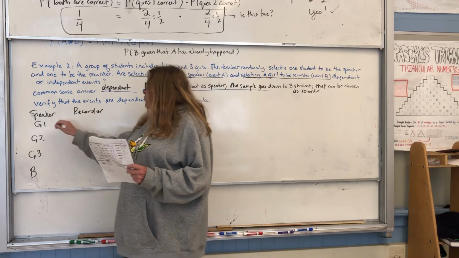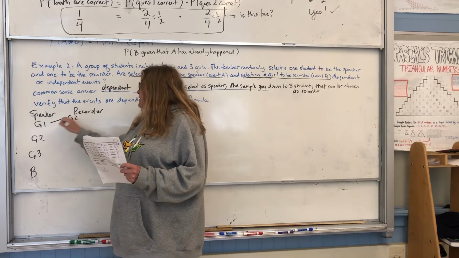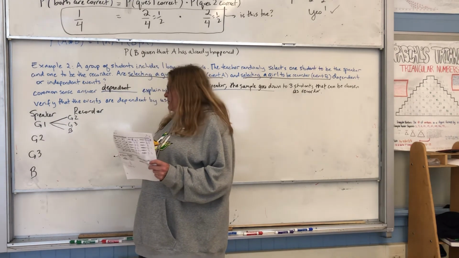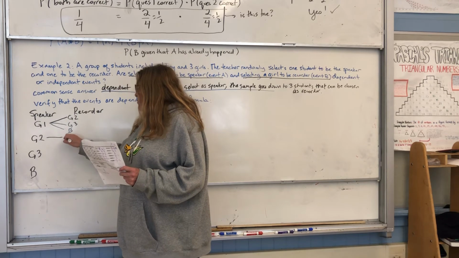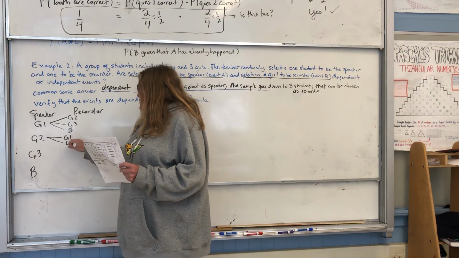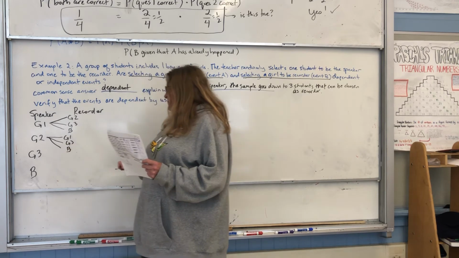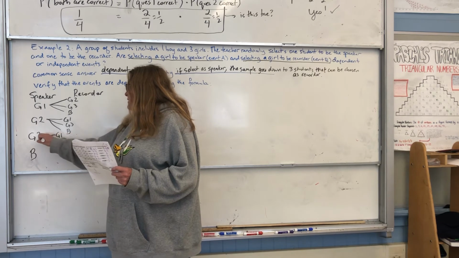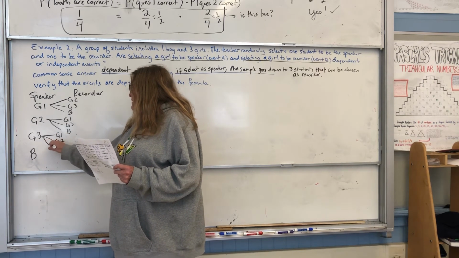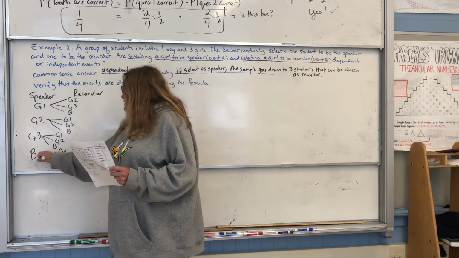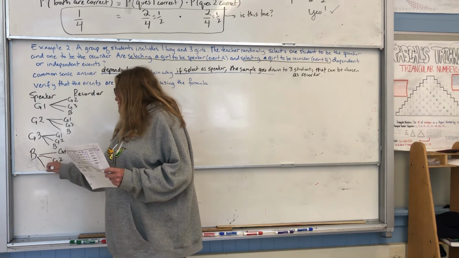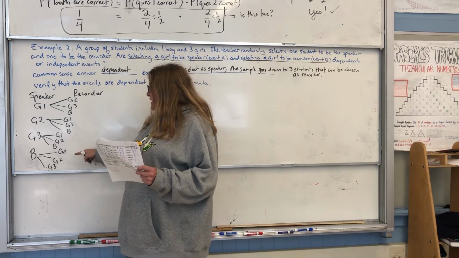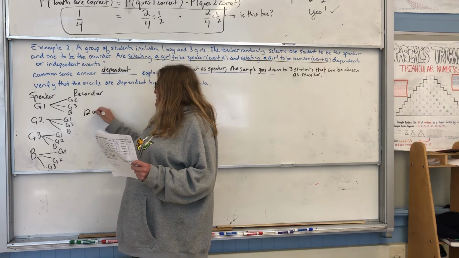Okay, so what are my possible ways to get recorder? Well, if I chose girl 1, then I could get girl 2 as the recorder, girl 3 as the recorder, or the boy. Here, I could get girl 1 as the recorder, girl 3 as the recorder, or the boy. You get the idea? Here I could get girl 1, girl 2, or the boy. And here I could get girl 1, girl 2, or girl 3. So how many are there? 1, 2, 3, 4, 5, 6, 7, 8, 9, 10, 11, 12 possible outcomes.